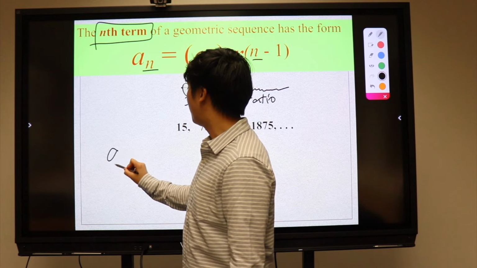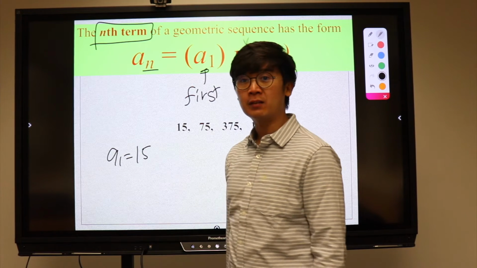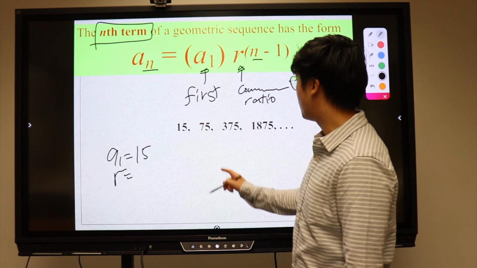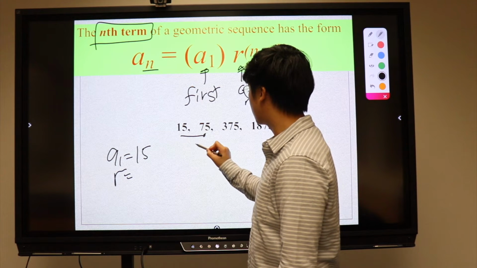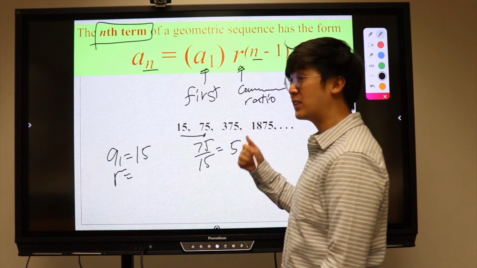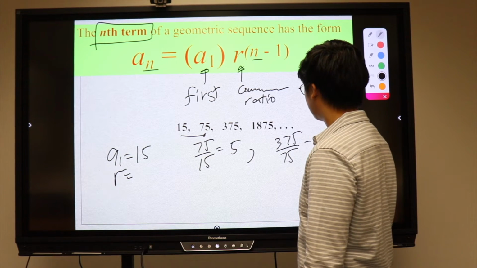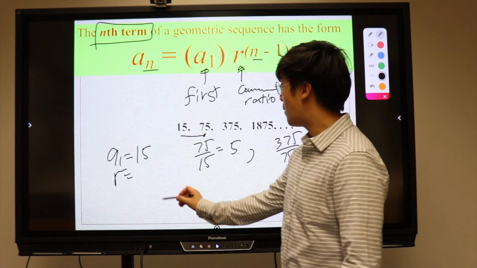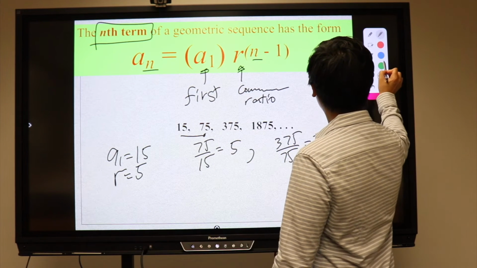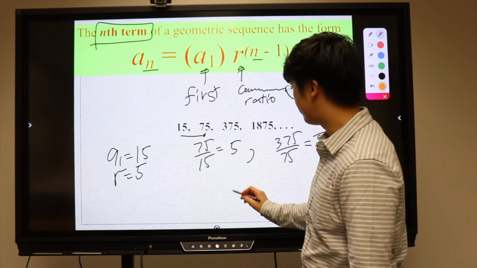What is the first term in this sequence? No brainer. It's 15. We just need to figure out r. The common ratio is this divided by the first. What is 75 divided by 15? 5. And let's see if it's consistent. What's 375 divided by 75? 5. It's still 5. So the common ratio is 5. So now that we have the ingredients, we need to figure out the formula for the nth term.